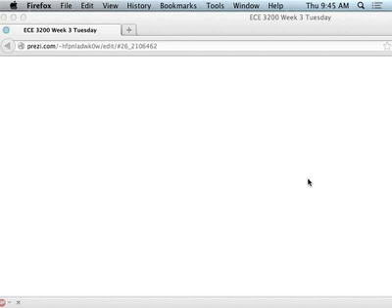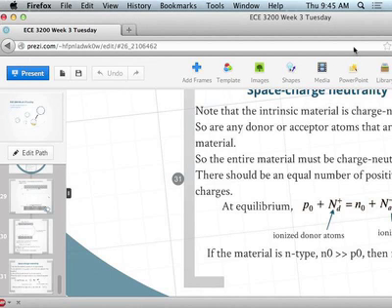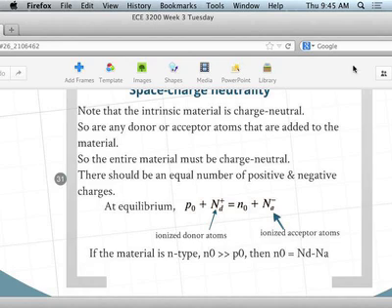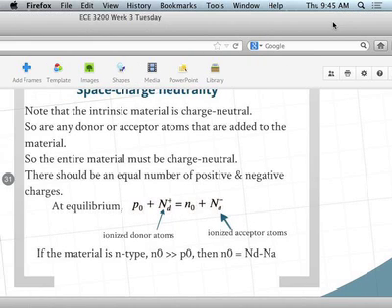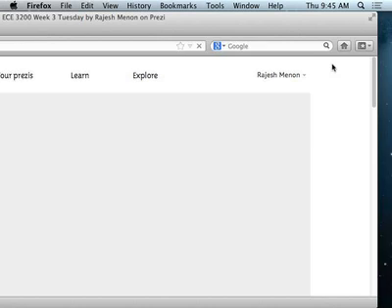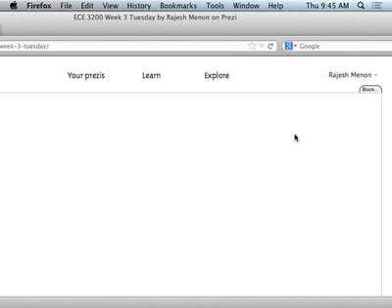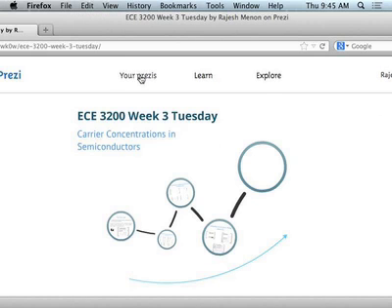So that brings us to the end of this. So far we have looked at carrier concentrations, and in the next step, we are going to use the carrier concentrations to calculate currents. So let's bring this up.